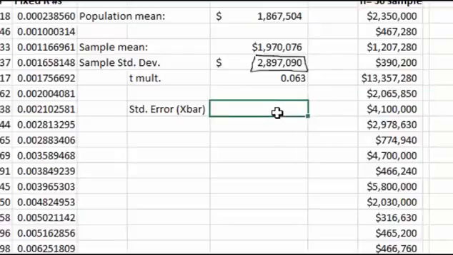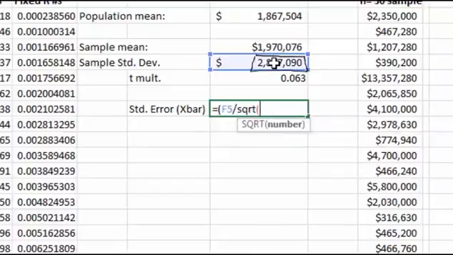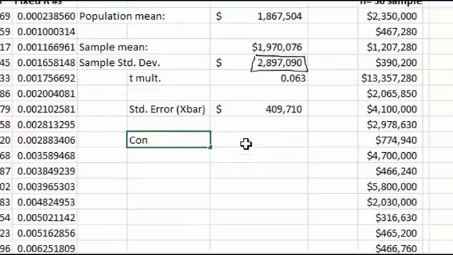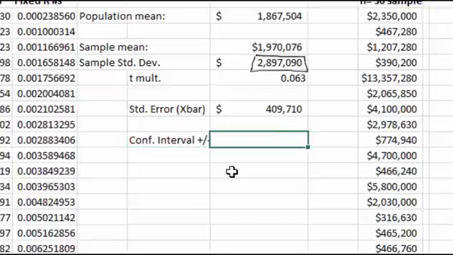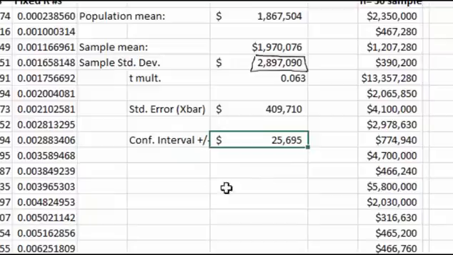So standard error equals the sample standard deviation there, F5, divided by the square root of my sample size, which was 50. Okay, so my standard error is 409,000, and my confidence interval factor then is that standard error, 409,000, times the t multiple, 0.06. I'll call this confidence interval plus minus, and that's just the t multiple times the standard error. I'm looking at a range of $25,000 plus or minus.